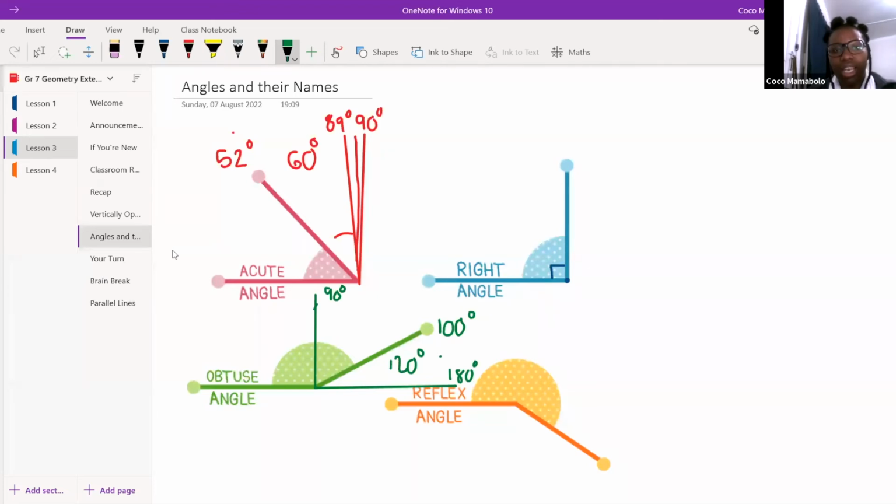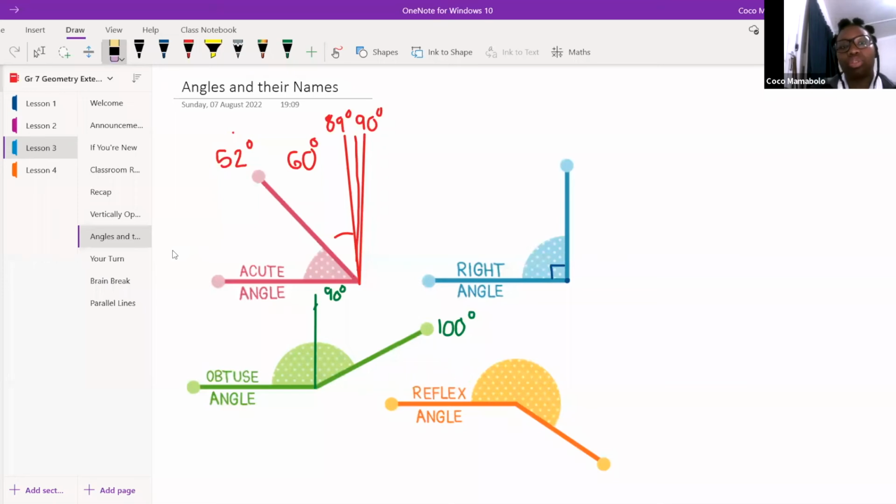Excellent, and I'm seeing so many people giving me answers in the chat. Mukona, I can't include 180 degrees, because 180 degrees means I have a straight line. I don't have an obtuse angle anymore. I can use anything smaller than 180 degrees, but I can't use 180 degrees.